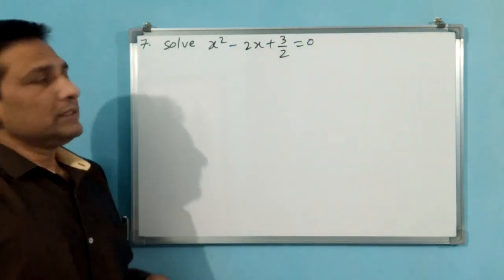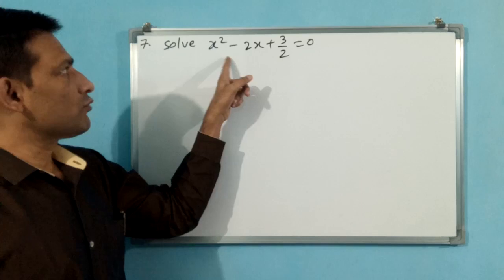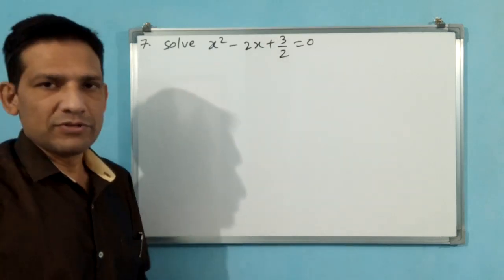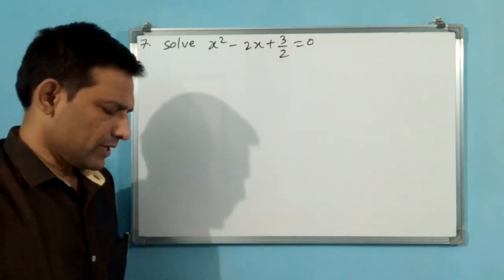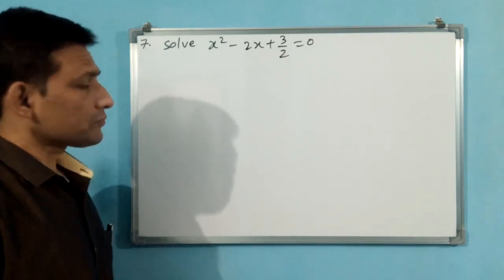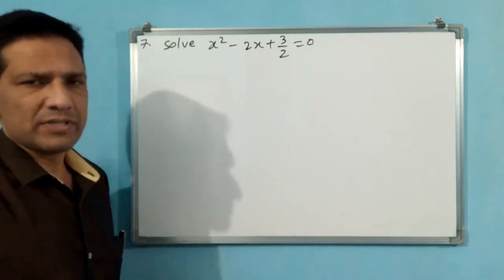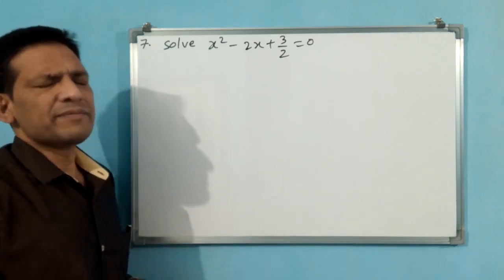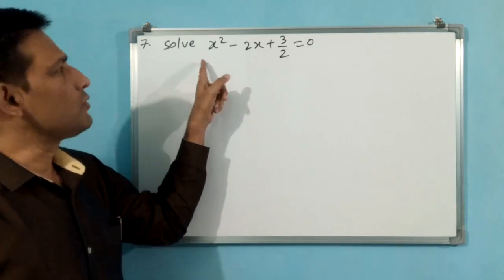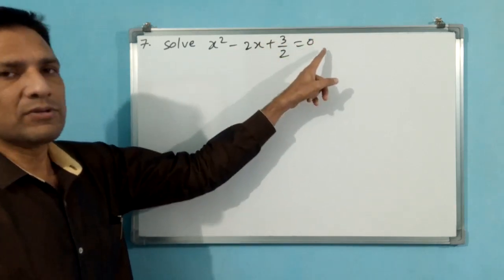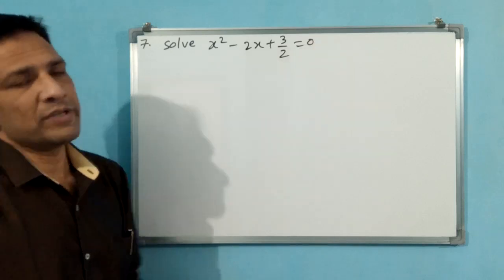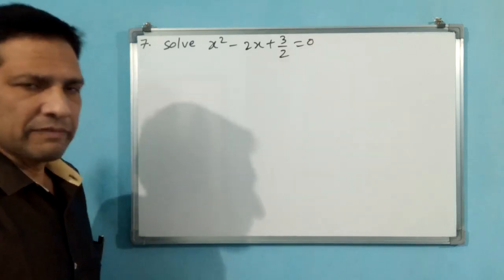See the 7th question. Solve x square minus 2x plus 3 by 2 is equal to 0. Here also, in the denominator, 2 is there. The simplest form is to multiply with 2. 2x square minus 4x plus 3 is equal to 0 is going to become. Why? Because 2 into 0 is 0 only. Then it will be easy for us to do.